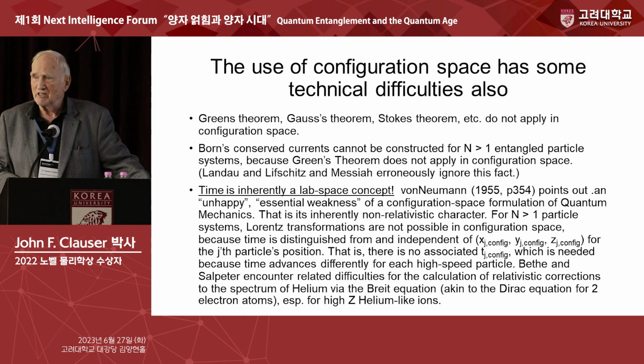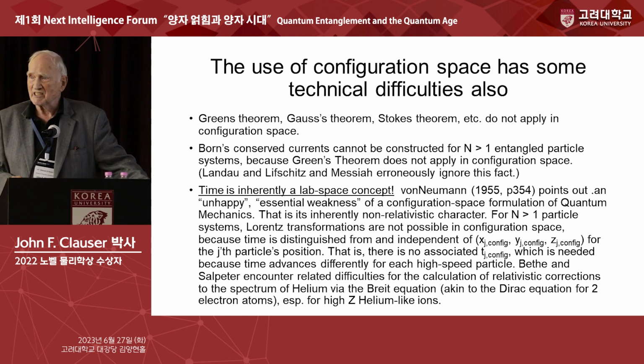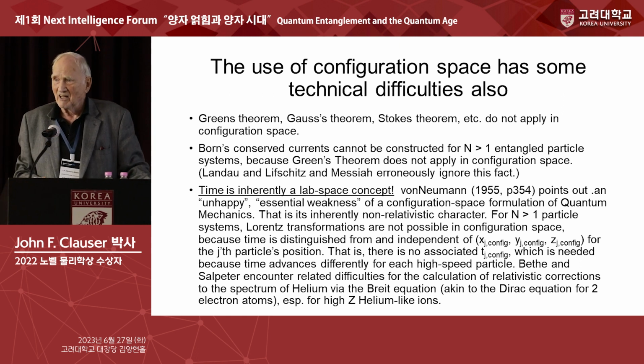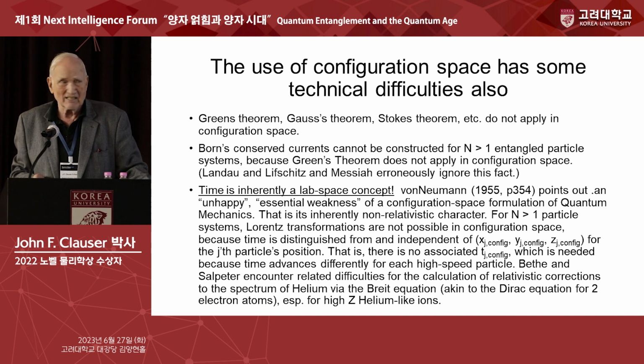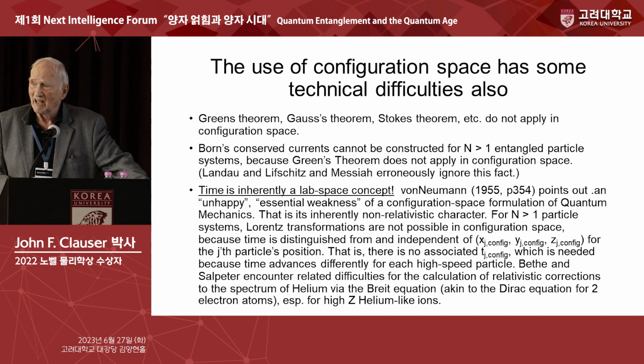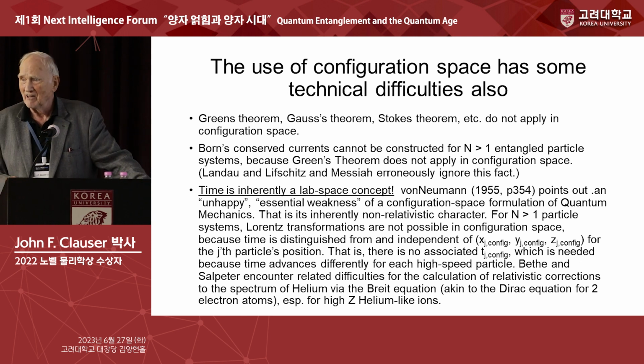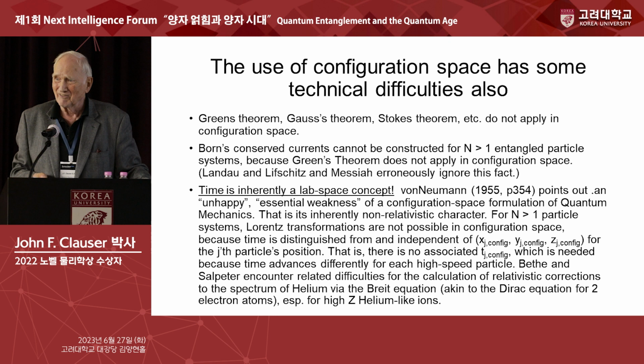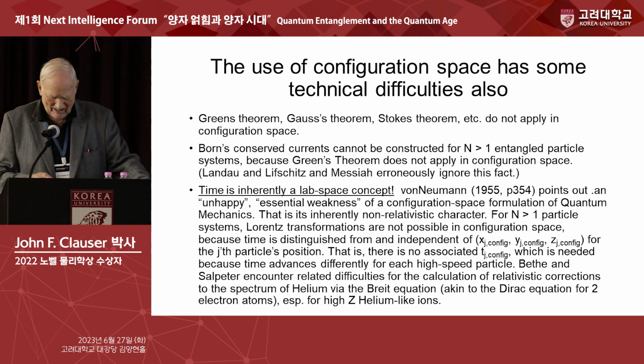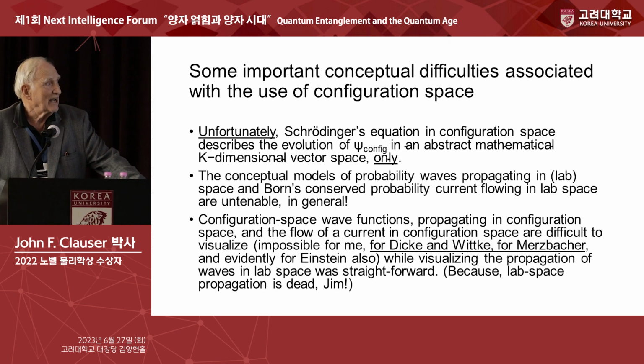And in fact, when you try to solve a relativistic situation for, say, highly ionized helium-like ions, the particles are moving very fast. The equation that's supposed to describe that is the Breit equation, and it is not relativistically invariant. And Bethe and Salpeter in their book say, gee, you know, there are problems. We really don't know how to solve this.